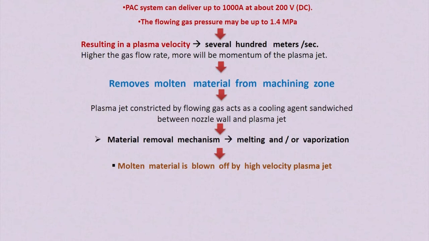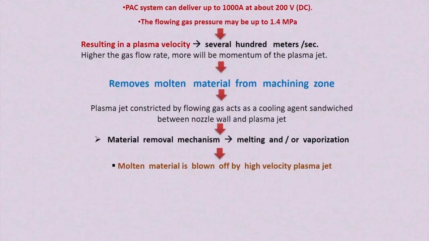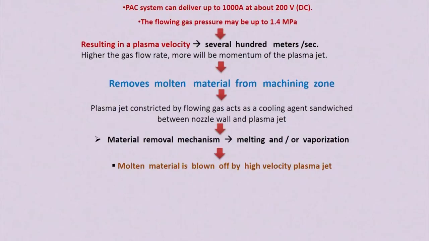The plasma jet is sometimes constricted by the flowing gas or shielding gas. It acts as a cooling agent, sandwiched between the nozzle wall and the plasma jet. So the material removal mechanism from the workpiece surface is melting and vaporization. The molten material is blown off by the high velocity plasma jet. Because a high pressurized plasma jet is used, it generates a huge velocity, and whatever molten or vaporized material is there is blown off from the machining zone.